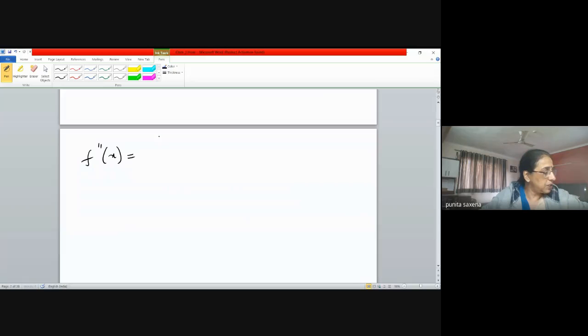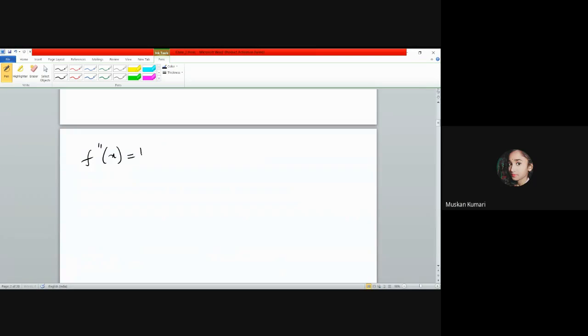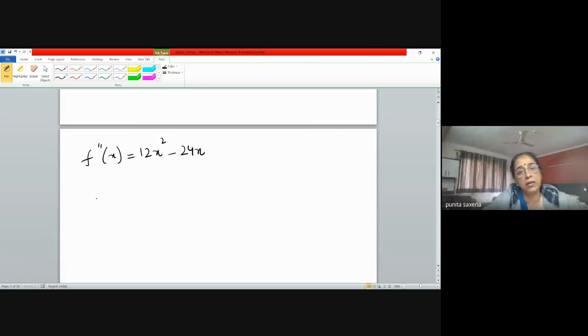f double dash x will be 12x square minus 24x. Up here we have to find the points because now we are looking at possible points of inflection, and they will happen where f double dash x is 0. So what we do is we put f double dash x equal to 0.